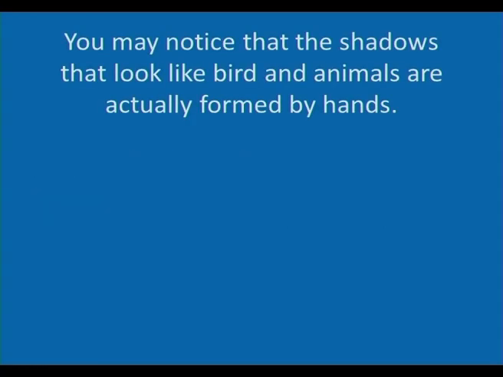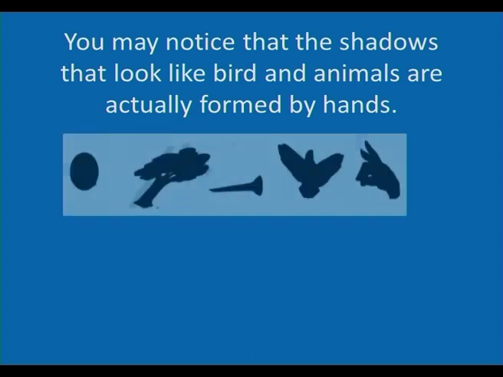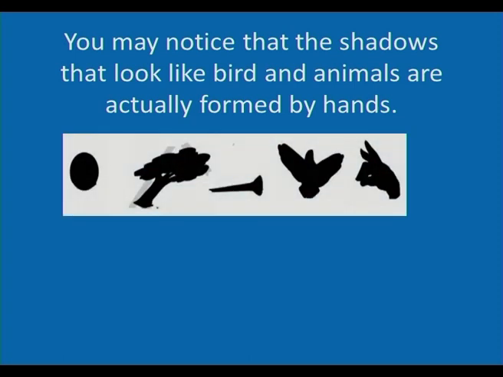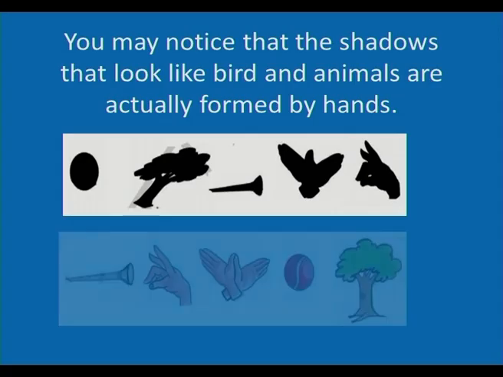You may notice that shadows that look like birds and animals are actually formed by hands. Now, you observe there are 4 figures. Now, just assume by which figures we are getting this shadow. First one is a ball, second a tree, third a nail, second one is a bird, third one is a rabbit-like structure. Now, we see actually from which sources these shadows are formed.